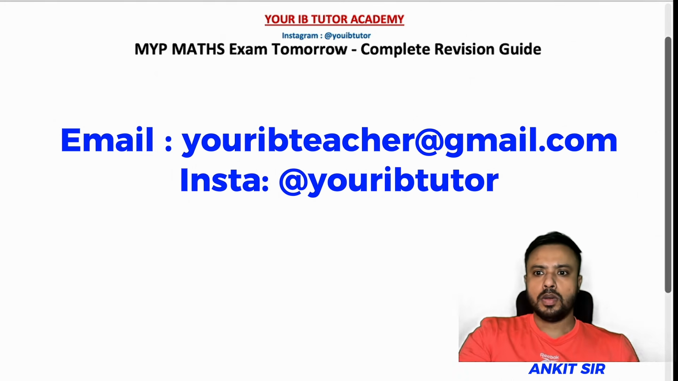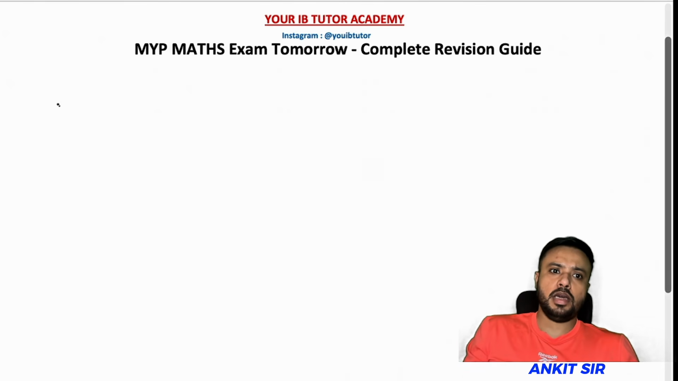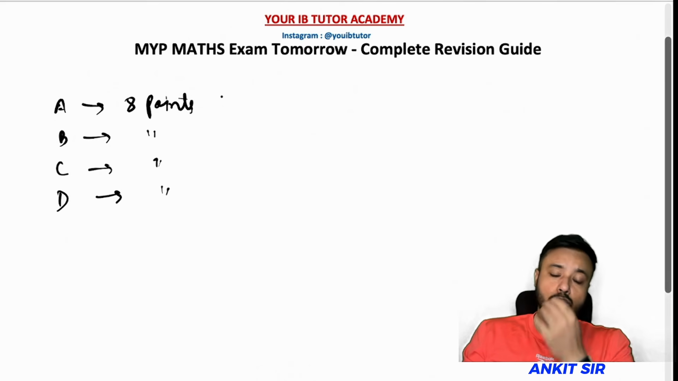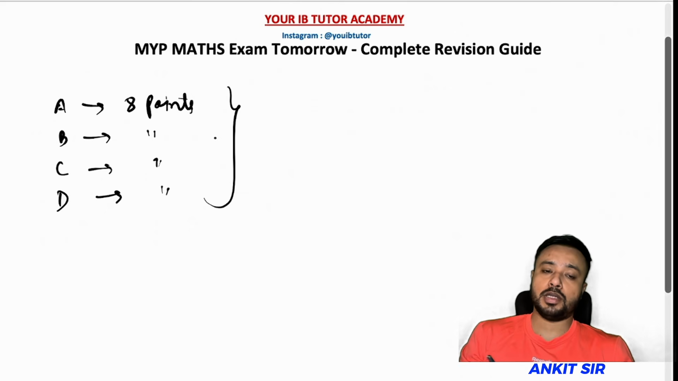First of all, you all need to understand that there are four criteria: criteria A, criteria B, criteria C, and criteria D. All of these hold 8 points for your maths exam. If you really want to score well in your MYP maths examination, you should be good in all of these criteria. But even if you're a weak student, even if you don't understand a lot about the criteria, you can perform pretty well if you just understand some very simple tips.